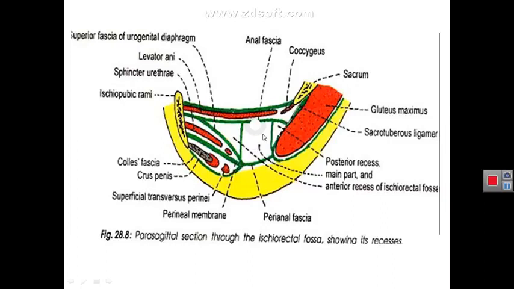Actually, the ischiorectal fossa extends slightly above, or deep to, the urogenital triangle. This slight extension is called the anterior recess of the ischiorectal fossa. Likewise, the space deep to gluteus maximus is called the posterior recess of the ischiorectal fossa. Some anatomists say that the ischiorectal fossa shows a posterior recess deep to gluteus maximus and an anterior recess deep to the urogenital triangle. Of course, we will talk about the urogenital triangle later on. This structure is called the urogenital diaphragm, so we may say that the anterior recess lies deep to the urogenital diaphragm, not the urogenital triangle. They are the same terms.